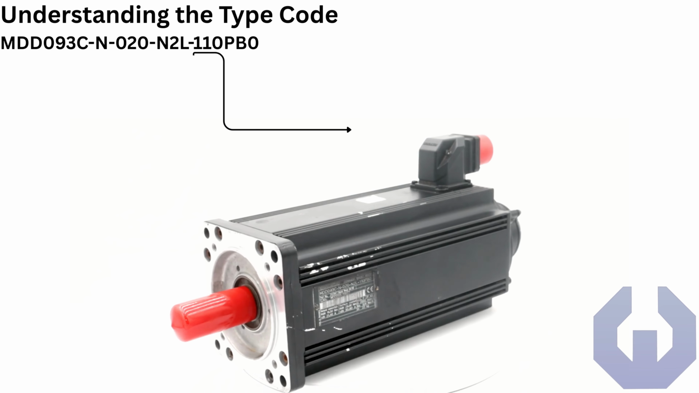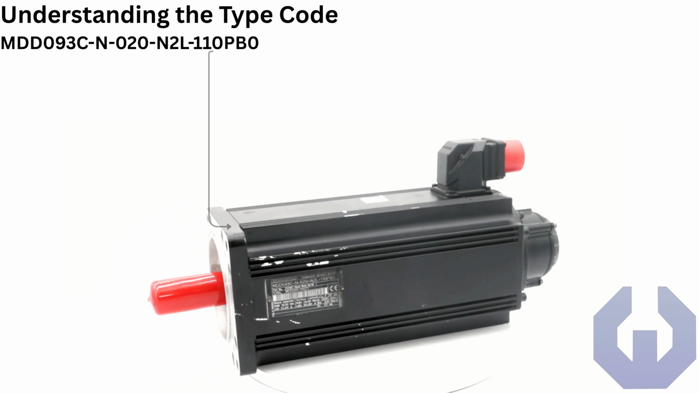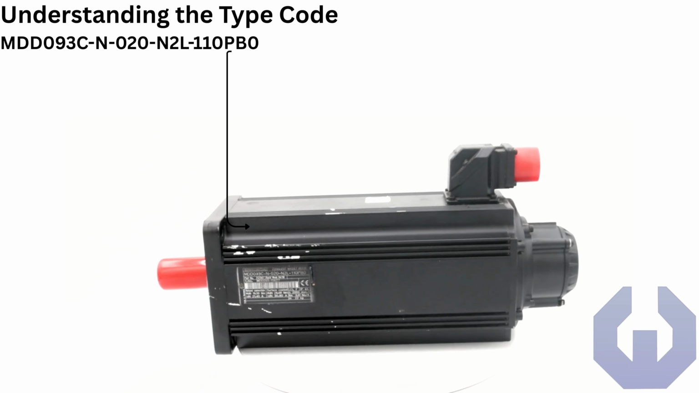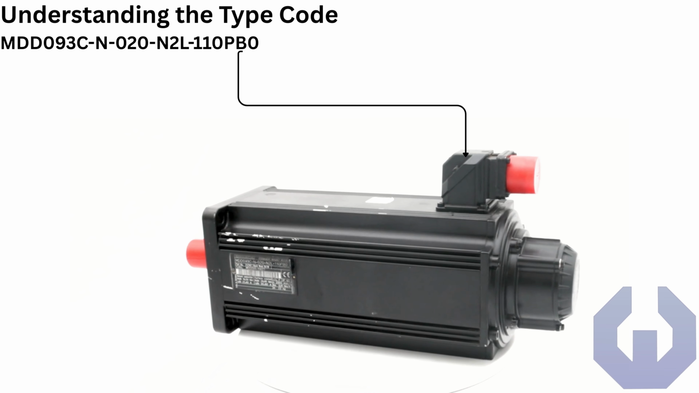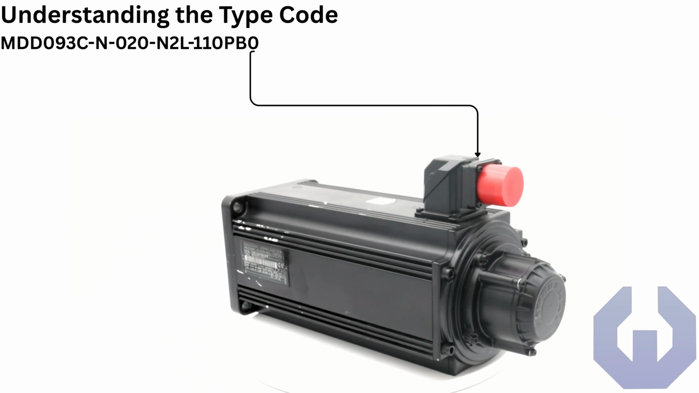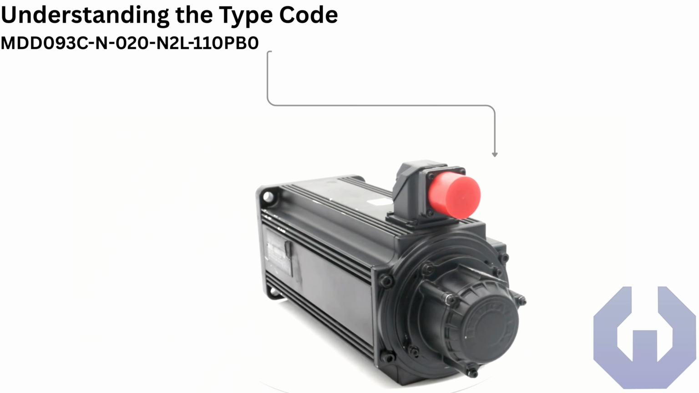110 denotes a centering diameter of 110 mm. P denotes a keyway with shaft seal. B denotes a power connection on side B. 0 denotes the motor does not have a blocking brake.